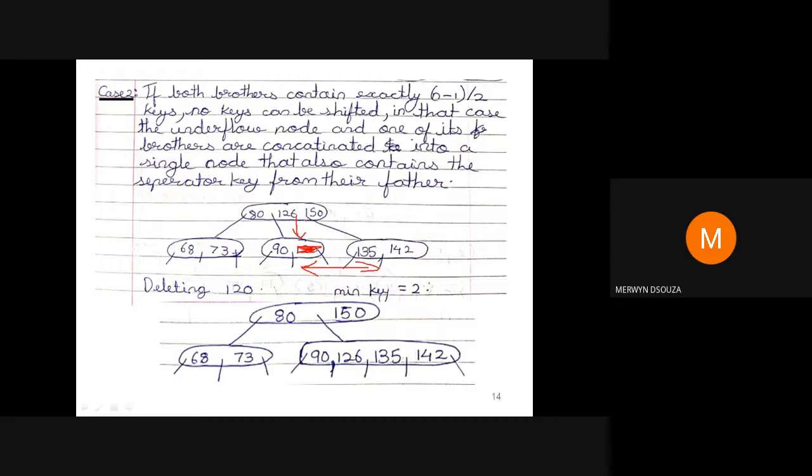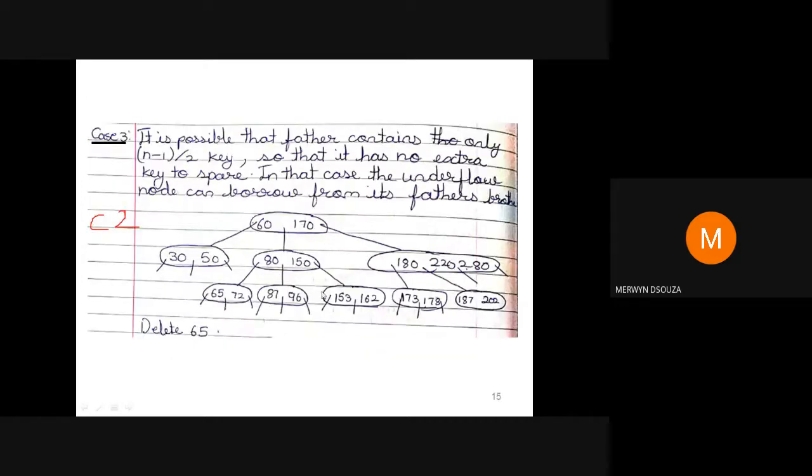Can you check whether we can apply case 2 to the present situation? We are deleting 65. So can I pull this key down and merge these two nodes? Can I do that? If I can, yes or no? If no, then why?